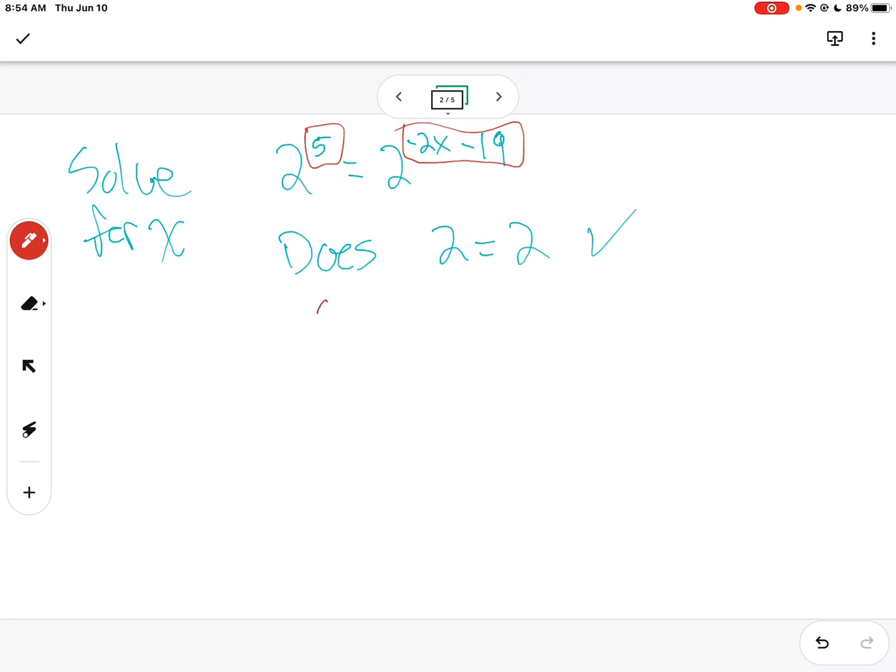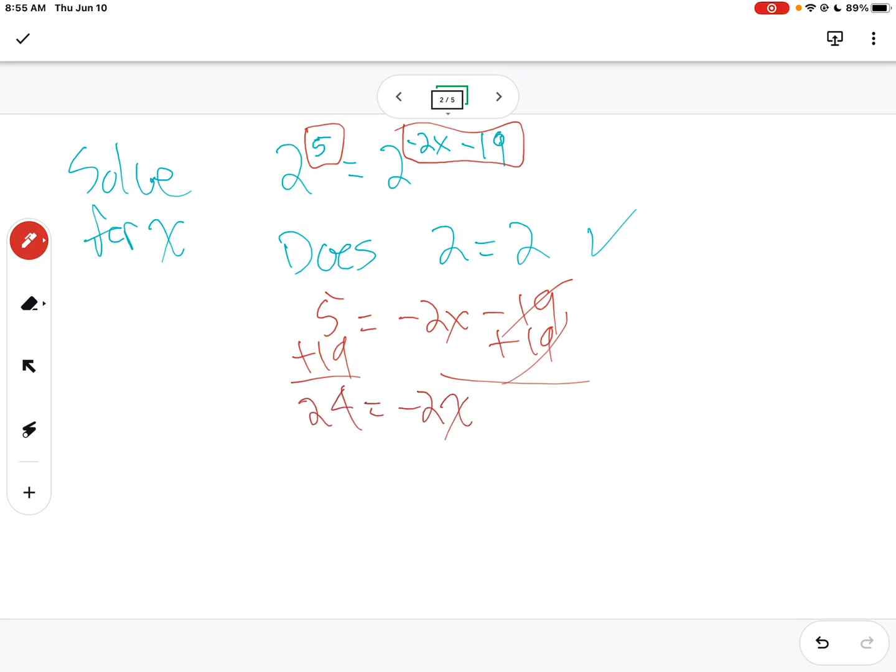So we write an equation. 5 equals negative 2x minus 19. And I think you know how to do this. Add 19 to both sides. And then we get 24 equals negative 2x. And then we divide both sides by negative 2. And x ends up equaling negative 12.